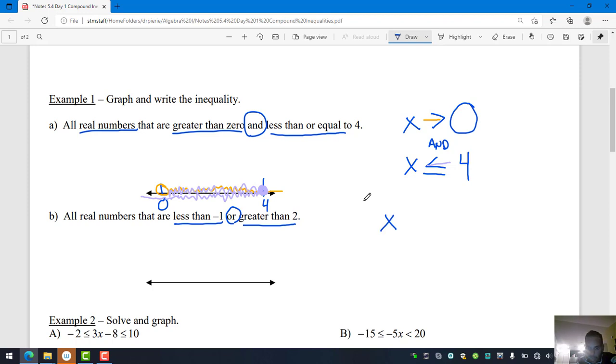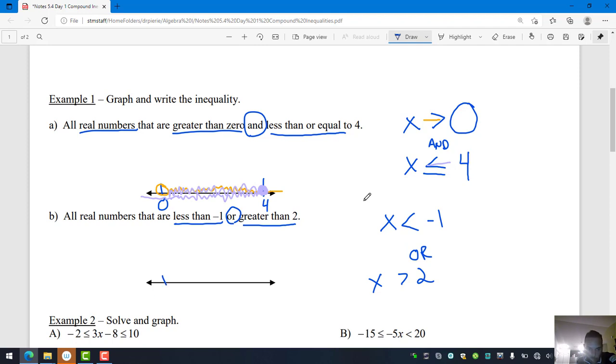Okay, less than means the alligator is going to open to the right with no line underneath, and it's going to be -1. The second thing I see here is the other option is "or" x could be greater than 2. Greater opens to the left, could be greater than 2. Okay, so what are the options here?